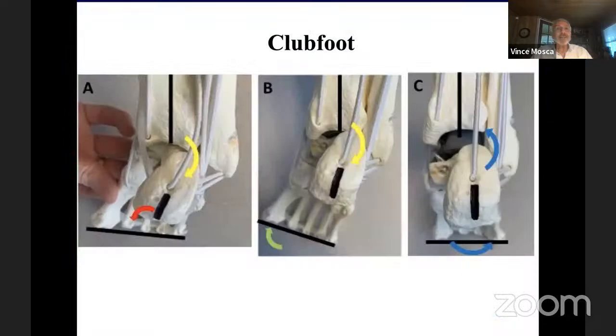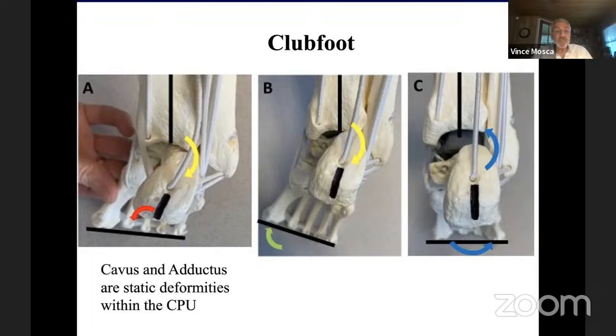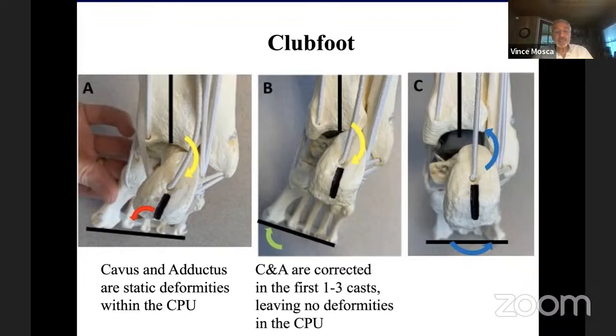So how do all these words and all these pictures help you? We all know the clubfoot is four deformities by the acronym CAVE: cavus, adductus, varus, and equinus. Well, cavus and adductus are static deformities within the CPU. And here's a clubfoot: pronated cavus forefoot, adducted midfoot, varus hindfoot, the yellow arrow. Within the first 1 to 3 casts, when doing Ponseti casting, the cavus and the adductus are corrected. And then we have a foot that looks like the model in B.